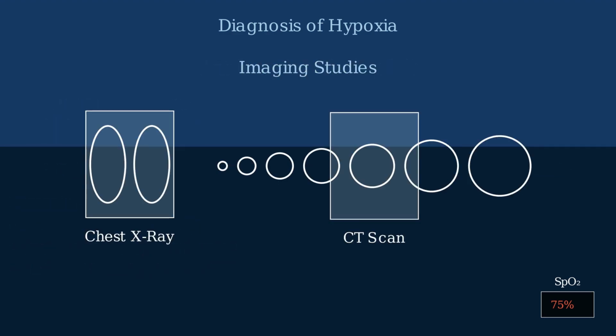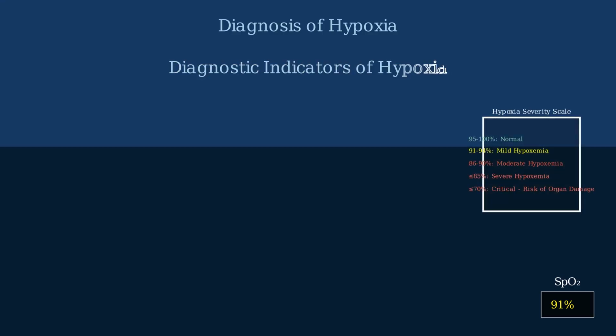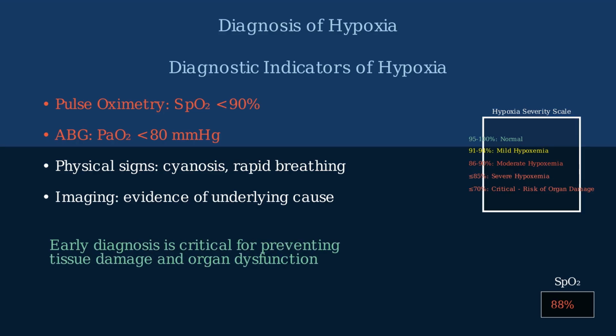Imaging studies like chest X-rays and CT scans help doctors identify the underlying causes of hypoxia. These images can reveal conditions such as pneumonia, pulmonary edema, blood clots, or lung collapse that may be restricting oxygen flow. To summarize, doctors diagnose hypoxia based on multiple indicators: a pulse oximetry reading below 90%, arterial oxygen pressure below 80 millimeters of mercury, physical signs like bluish discoloration, and imaging evidence of an underlying condition all help confirm the diagnosis. Early and accurate diagnosis of hypoxia is critical. It enables prompt treatment that can prevent tissue damage and organ dysfunction from oxygen deprivation.